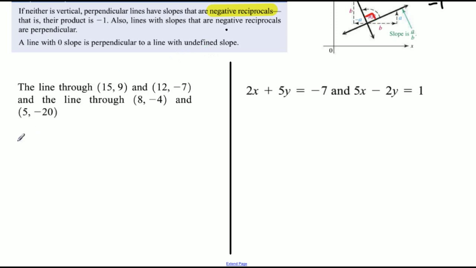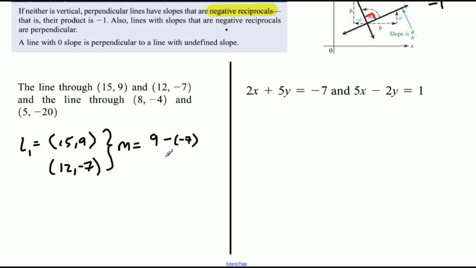All right, so I have my first line, L1, and that has one point of (15, 9), and then I have my other point of (12, -7). Can we go ahead and find the slope between those 2 points? I'm going to do y2 minus y1, so 9 minus -7, and then 15 minus 12. So 9 plus 7 is 16, and then 15 minus 12 is 3, and we can't reduce 16 over 3.